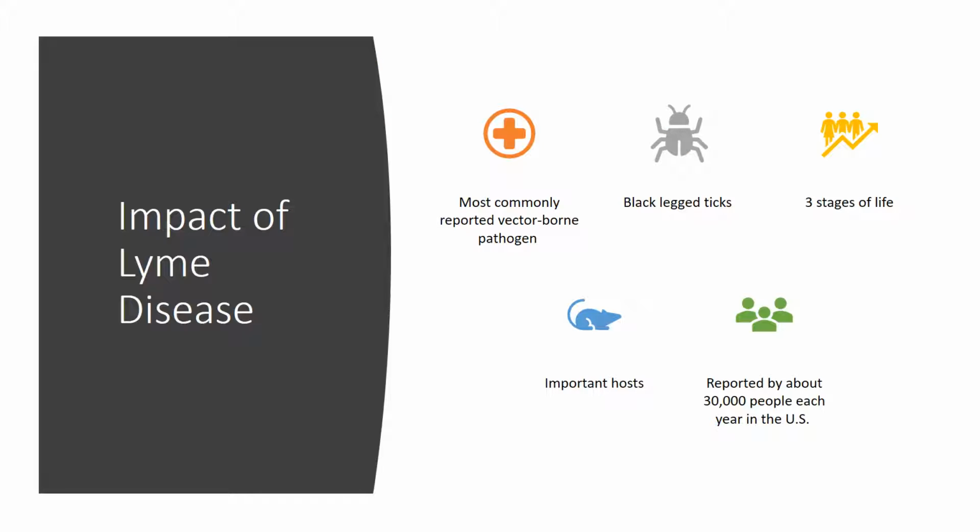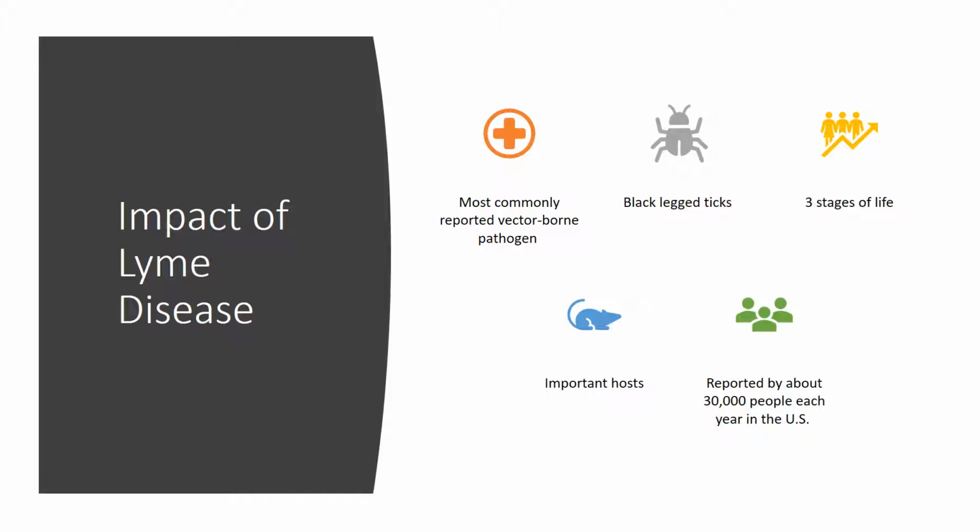Lyme disease is the most commonly reported vector-borne pathogen that is carried by black-legged ticks. These ticks go through 3 stages of life over a 2-year period: larva, nymph, and adult tick. The nymph stage is the greatest threat to humans because they are able to transmit the disease without a trace. Some hosts of these ticks include the white-footed mouse and species of deer.